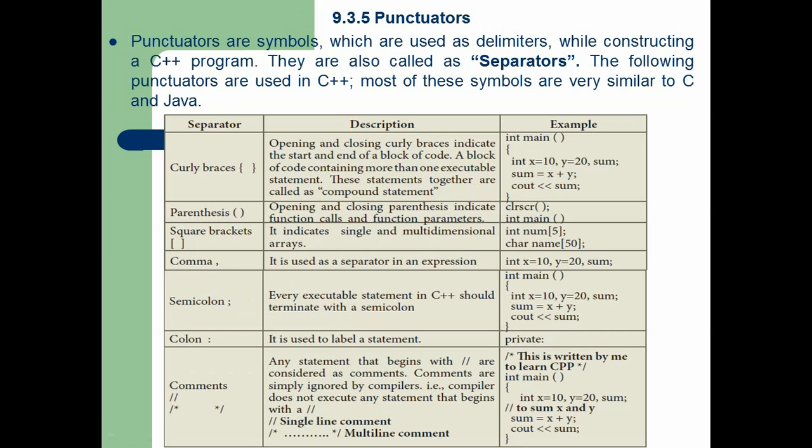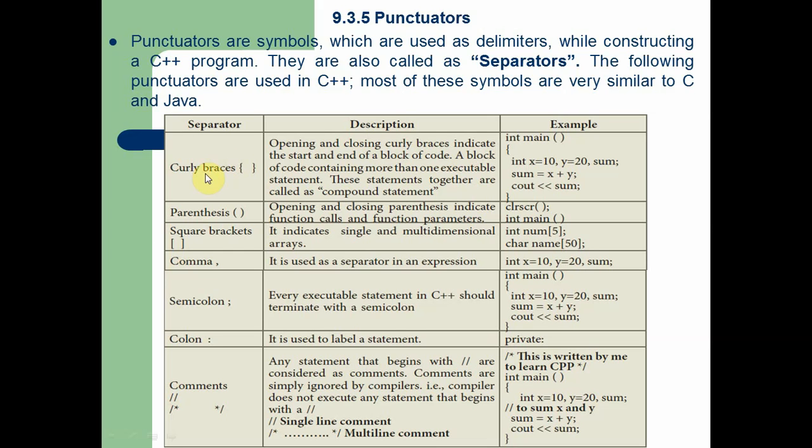Now we are going to the next topic, called punctuators. These are also symbols which are used as delimiters while constructing a C++ program. What are delimiters? Delimiters are separators which separate different parts of a C++ program. For separating different parts of a C++ program, we use different symbols. Those symbols are called punctuators. Most of the punctuators used in C++ are very similar to C and Java.